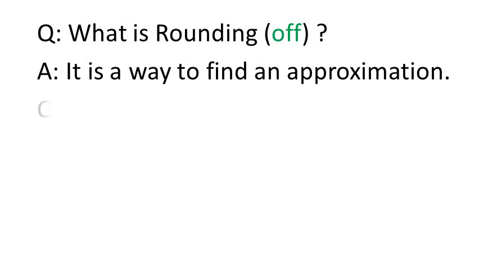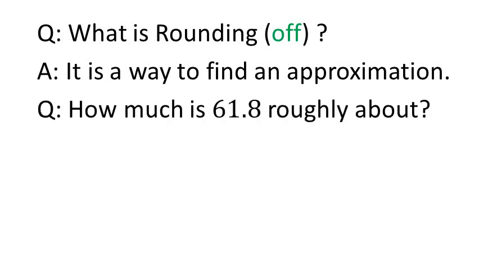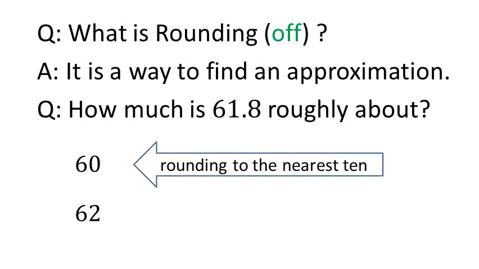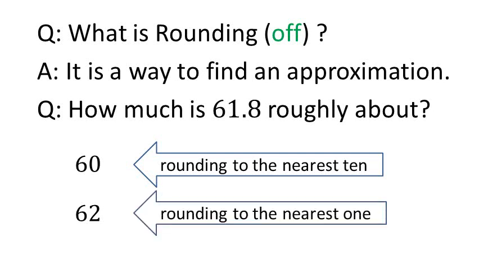For example, how much is 61.8 roughly about? You may say it is about 60. You may say that it is about 62. Both are approximations of 61.8. Since 60 is the approximation to tens, it is rounded to the nearest 10. Since 62 is the approximation to ones, it is rounded to the nearest 1.